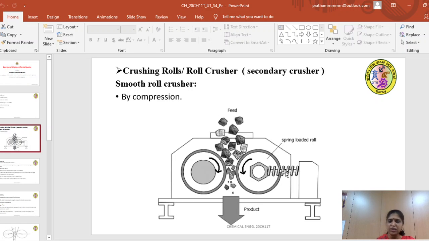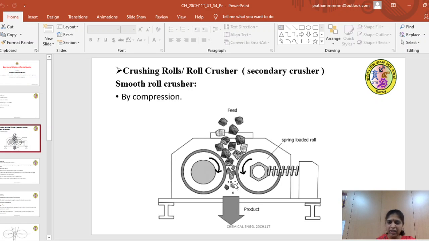It has been attached to the shaft, the spring loaded roll we say here. So in between the two rolls there is a gap. In the gap we will add the feed which has to be crushed. Here the crushing takes place by compression.